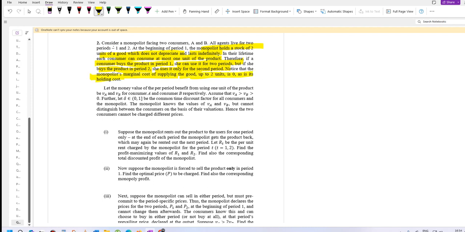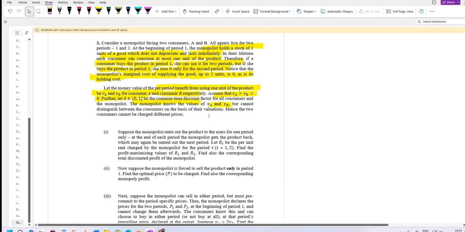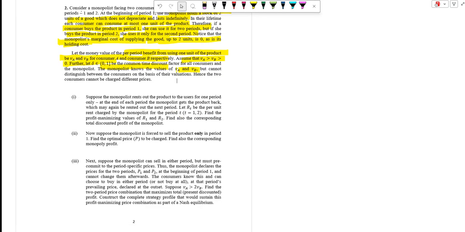Let the money value of the benefit of using 1 unit of the product be VA and VB for consumers A and B respectively. Assume VA is greater than VB. The monopolist knows that VA is greater than VB but cannot distinguish between the consumers on the basis of valuation, since two consumers cannot be charged different prices.